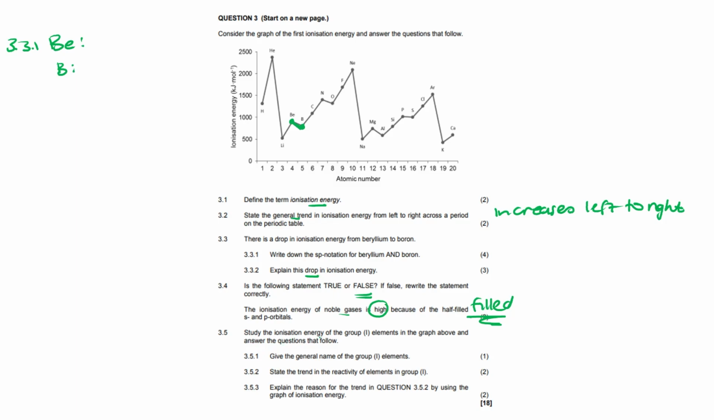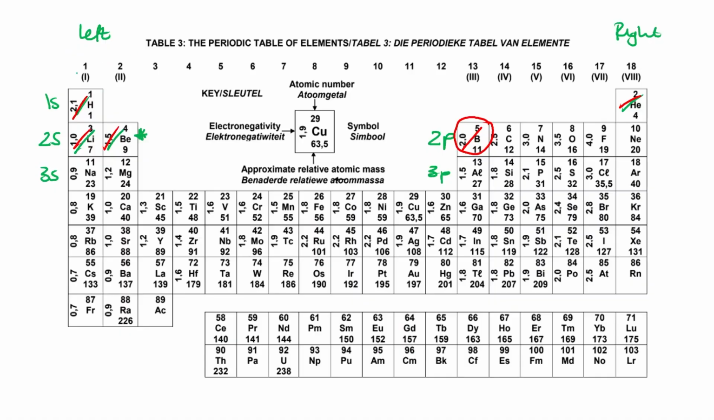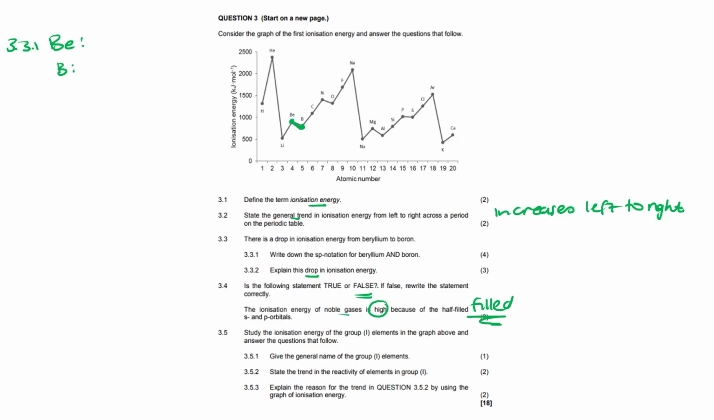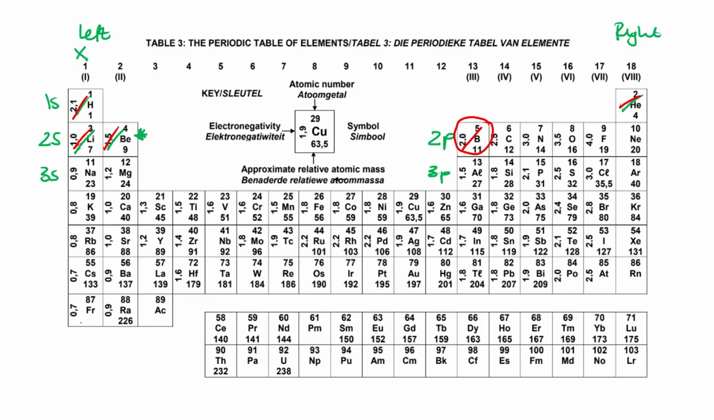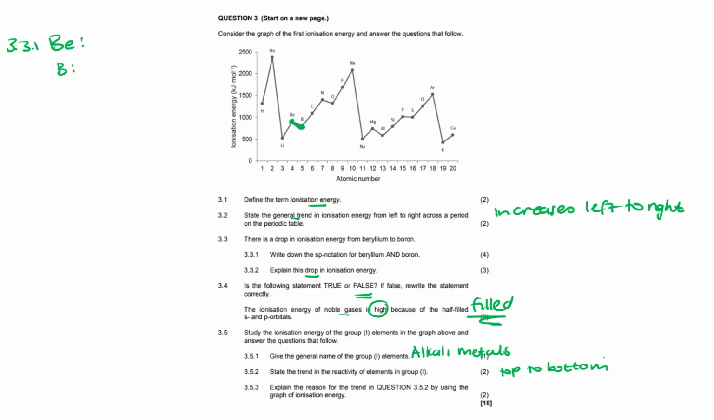3.5. Study the ionization energy of group 1 elements in the graph above and answer the questions that follow. Give the general name of group 1 elements. Group 1 elements are right here. What do we call group 1 elements? We call them alkali metals. 3.5.2. State the trend in the reactivity of elements in group 1. In group 1, reactivity increases from top to bottom.